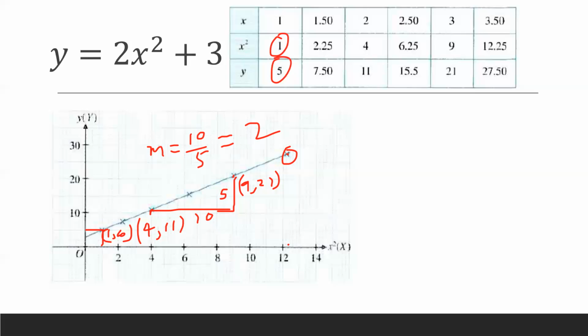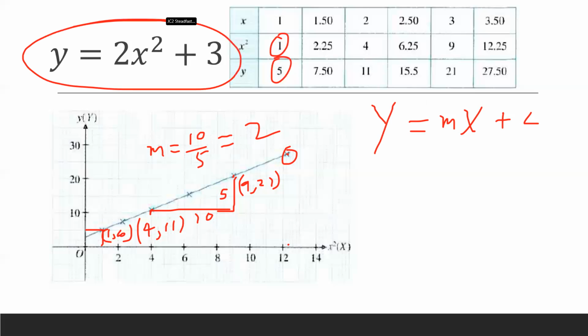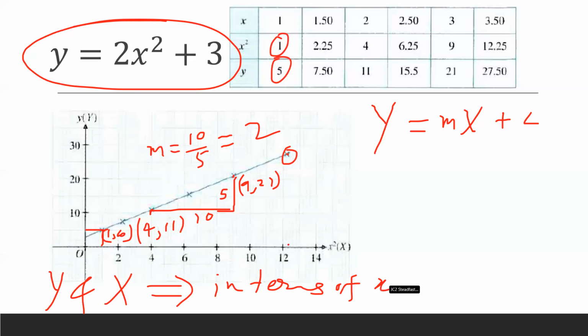So now if we try to find the equation of this line, we will write it in the form of capital Y equals m capital X plus C. Now, why capital Y and capital X? Because originally the equation is this one, y equals 2x squared plus 3. So we will replace the y with whatever these y's and x's must be in terms of x or y. It can be in terms of x's or y's, so that depends. We'll talk about that again.